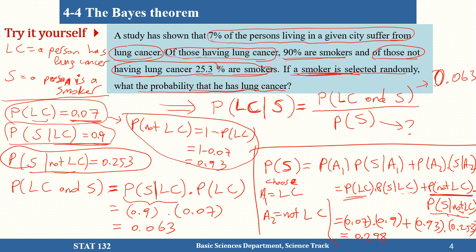Now we can substitute these in here. This was 0.063 divided by 0.298. So this is the probability, and it's equal to 0.211.